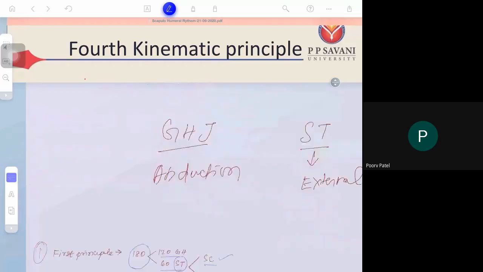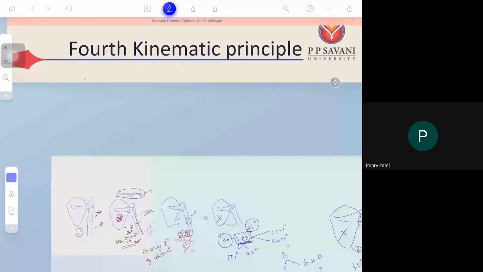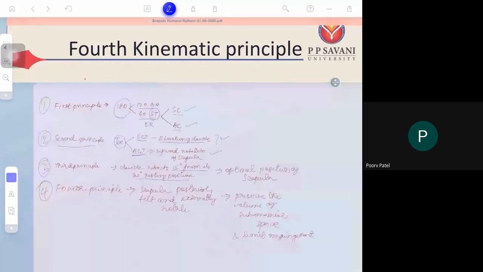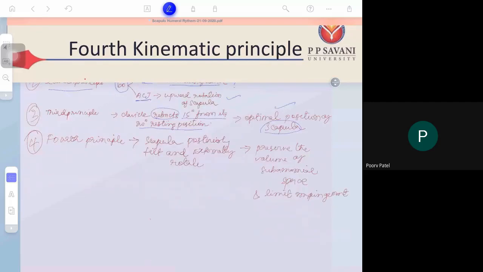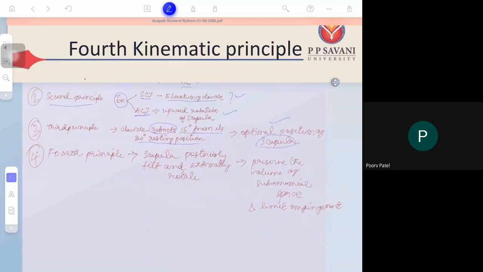These things we already discussed in the morning. And why? What is the purpose of clavicle retraction? To keep the scapula in optimal position. Fourth principle: the scapula tilts posteriorly and externally rotates. Clear?